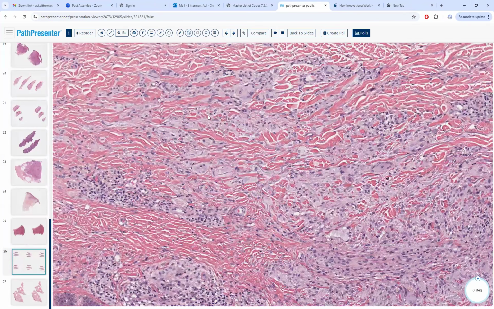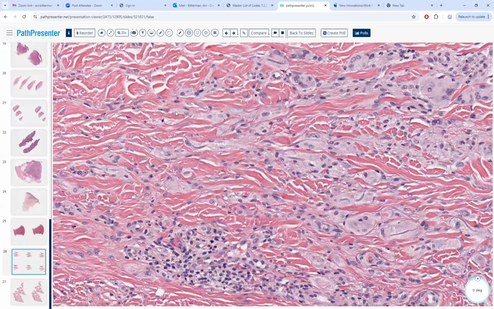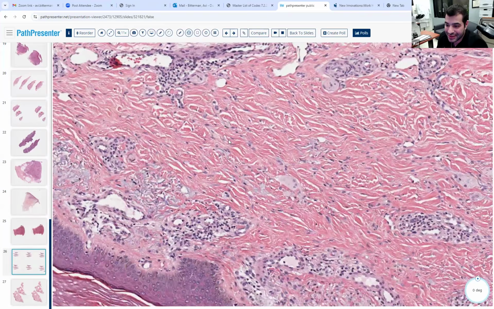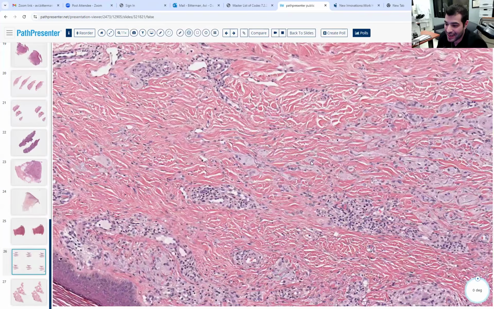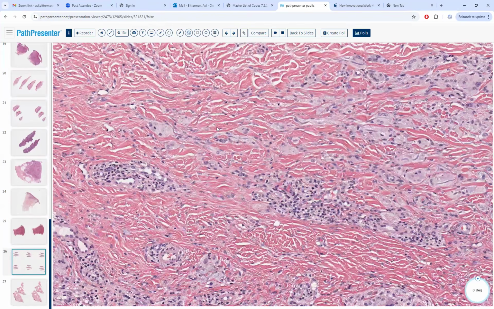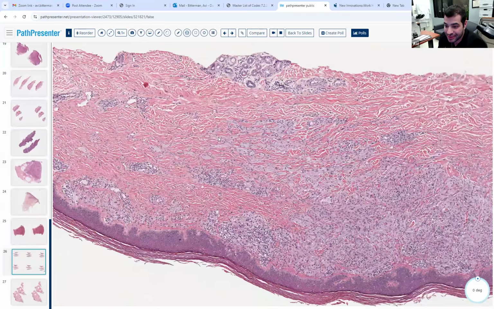I feel like they're all eating the elastic fibers. I would have said that this was elastophagocytosis, but we already did actinic granuloma. There's also not a whole lot of solar elastosis here. I see these sparse fibers that may look like that. There's much less solar elastosis in this specimen in general.